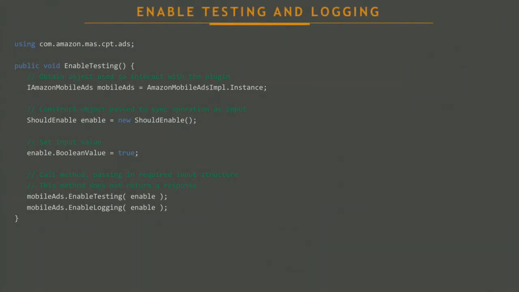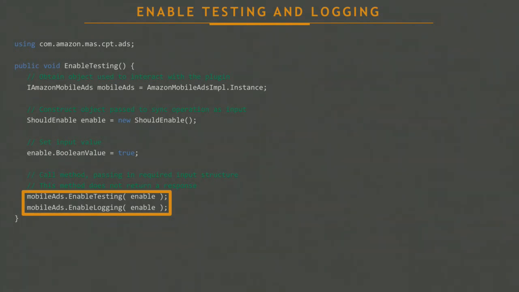And since we're good programmers and we have a healthy paranoia when it comes to testing, we're going to enable testing and logging for our calls to the mobile ads API. And this boils down to retrieving the interface object again, the Amazon Mobile Ads implementation instance, and then setting the current state of its testing and logging members.